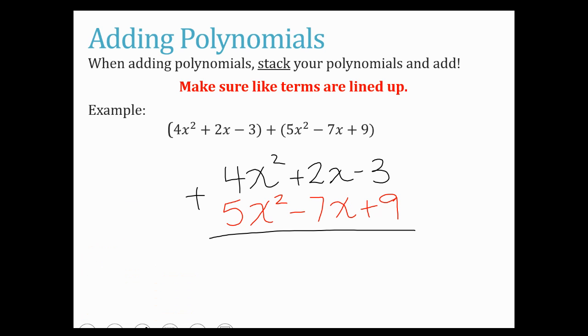Remember your rules for adding integers: same signs add and keep, different signs subtract. So 4 plus 5 is going to give us 9x squared. 2 plus negative 7, different signs subtract, you're going to get negative 5x. And then negative 3 plus 9 gives us a positive 6. Make sure you notice I did not add these 2's, these exponents. Those stay the same. You only add the coefficients, the numbers in front of the variables.